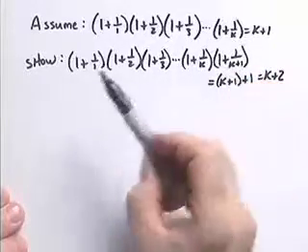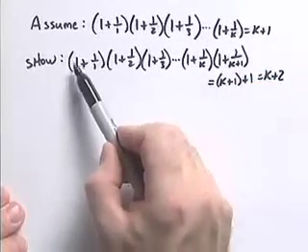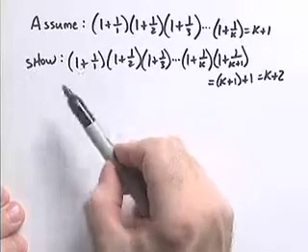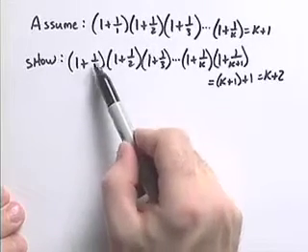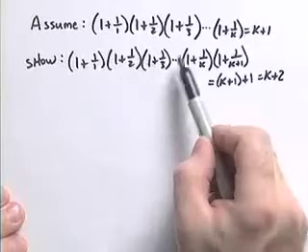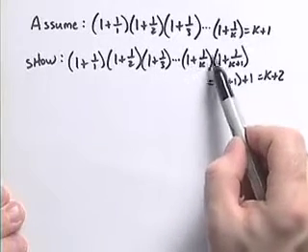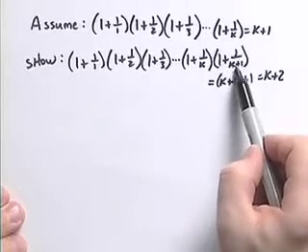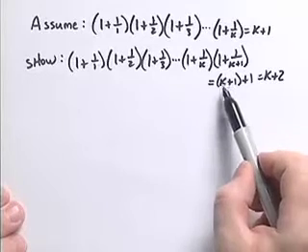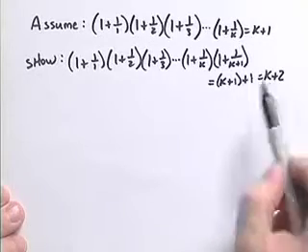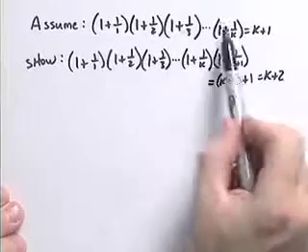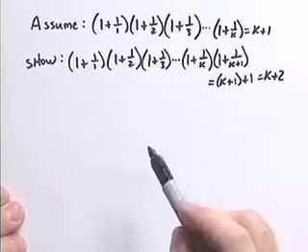Assuming this is true, we'd like to show then that this is also going to be true for k + 1. That is, that (1 + 1/1)(1 + 1/2) ... (1 + 1/k)(1 + 1/(k+1)) equals k + 1 + 1, which equals k + 2. So we're going to assume this is true and try to show that this is also true.